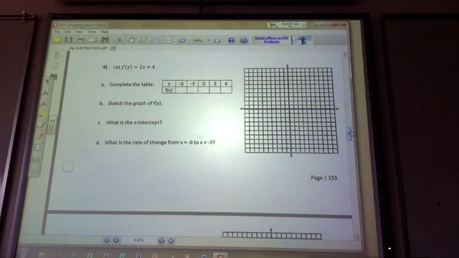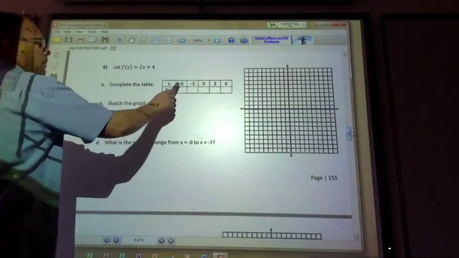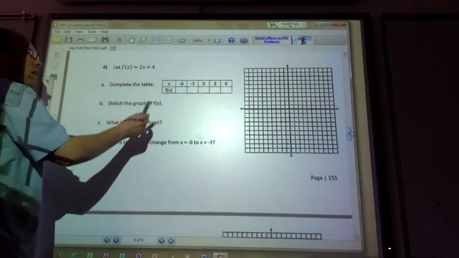Okay, so you're going to take each value, plug it in. I'm pretty sure you know how to fill out a table, but we'll just walk through it. 2 times -6 is -12. -12 added to 4 is -8.